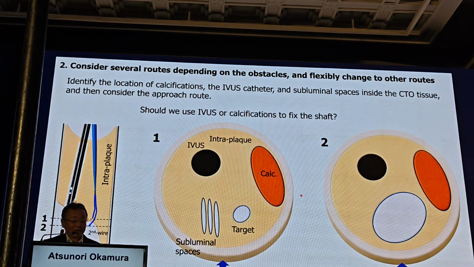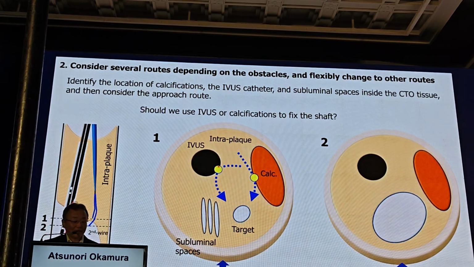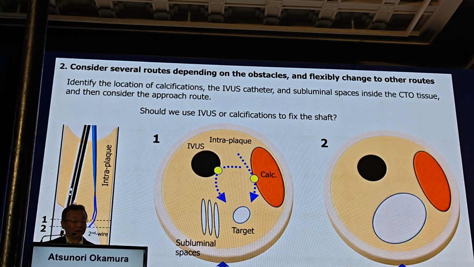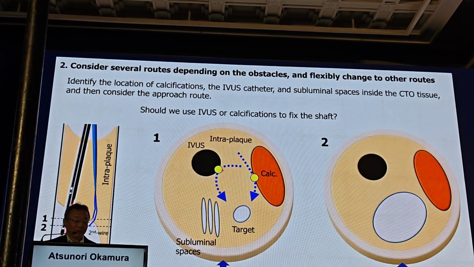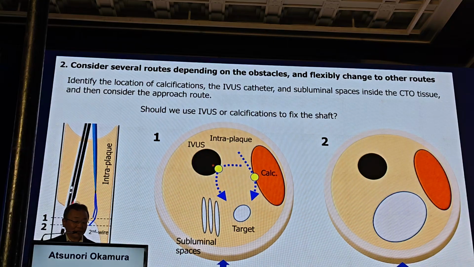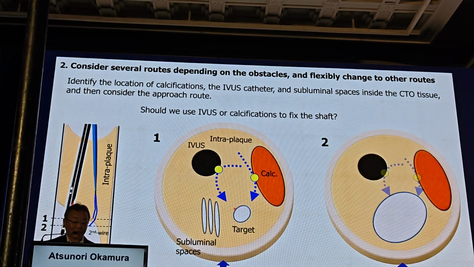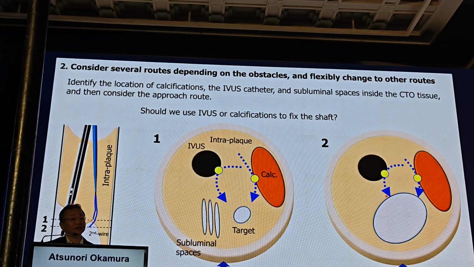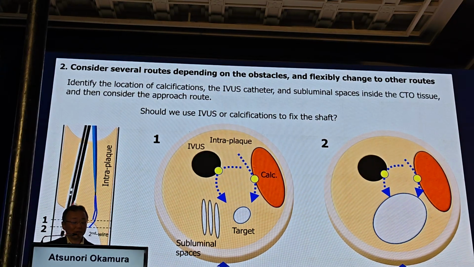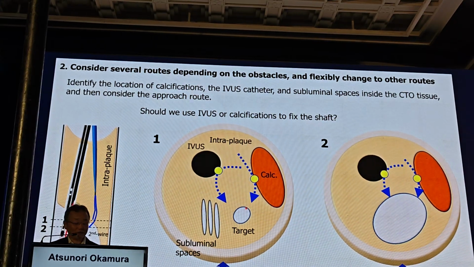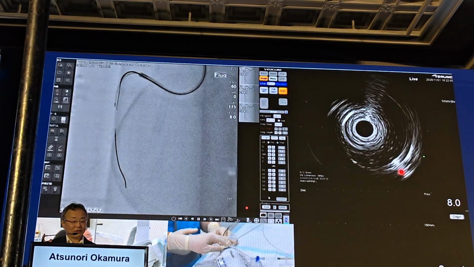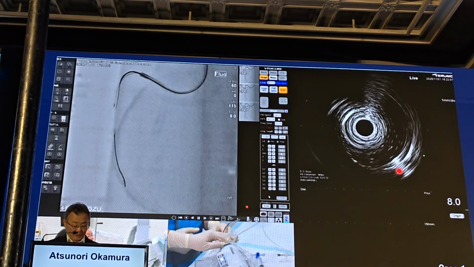And another thing is you have to use the IVUS calcification to increase the backup force of the wire. So you have to hit the calcification first, then penetrate to the target. You can get enough backup force to the target. And calcification can also be used like this one. This is another technique. So I will show you, this is the experimental model.